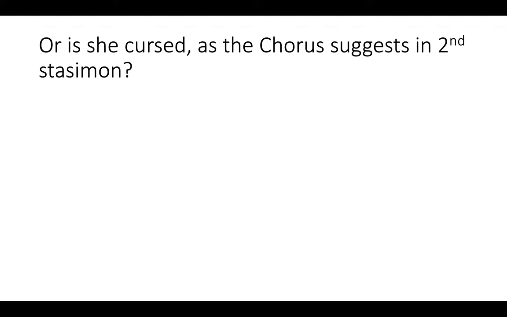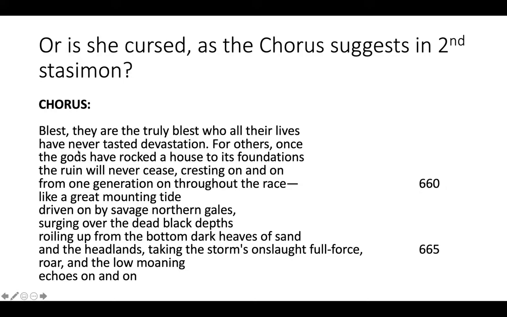But we can also see her as cursed and fulfilling the curse that her father started. And actually his parents started, because they knew that having a child meant that they would be cursed. So anyway, there might be a generational curse that's going on. The chorus sort of suggests that she might be cursed in the second stasimon. They do it kind of indirectly here through this metaphor of a cresting wave. So as I read this, try to picture the wave that they're describing and how the wave is a symbol for generational trauma and generational issues and curses and stuff.